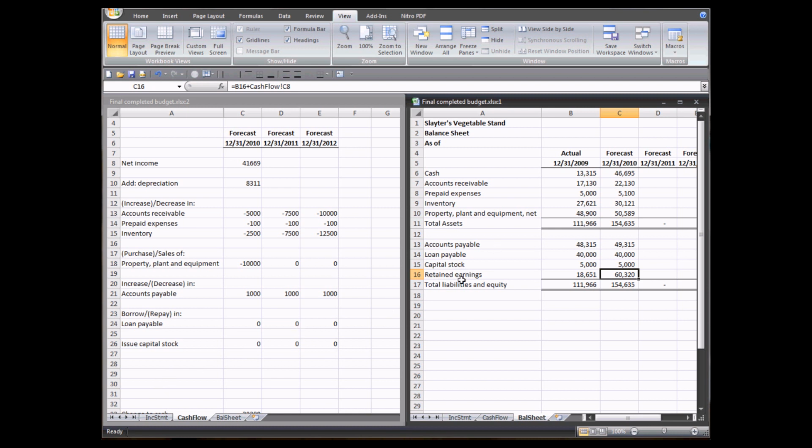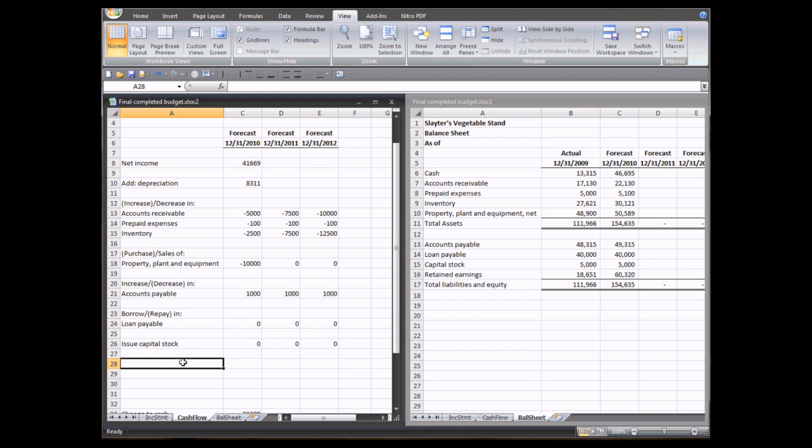And remember our retained earnings. We've already taken care of what makes retained earnings go up, the net income. Now what we have to do is worry about what makes it go down, and that would be if we pay any dividends. If we pay dividends, that's going to reduce my cash, and it's going to reduce my retained earnings.